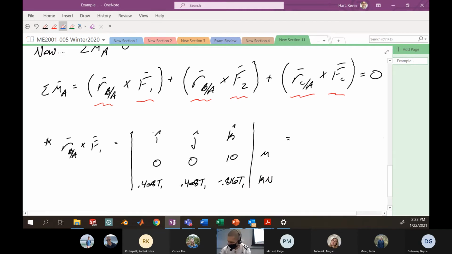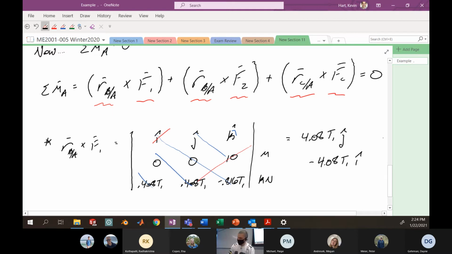Okay, we can work this out. Down and to the right, it's going to be a 0. Down and to the right, okay, I do have some contribution here, which is going to be 10 times 0.408 T1. Let's go for that directly: 4.08 T1 in j hat. Down and to the right, I run into another 0, so no contribution there. Let's go down and to the left. Here I have an i, a 10, and a 0.408 T1. Since I'm going down and to the left, I'll have a negative 4.08 T1 i hat. Continuing down to the left, I run into a 0, and down to the left again, a 0. So no more contributions.